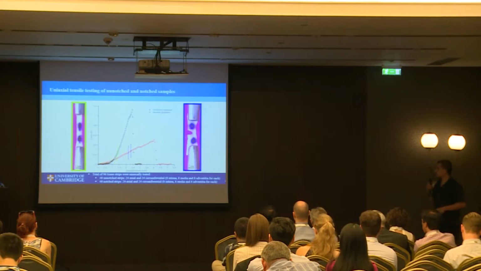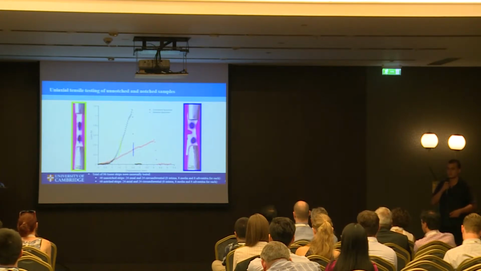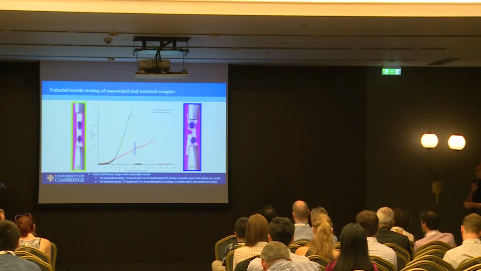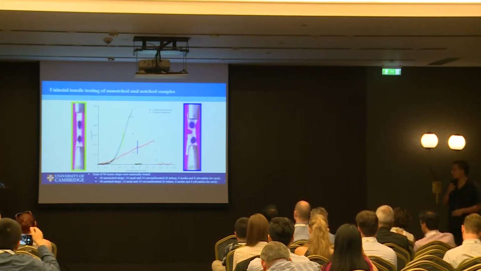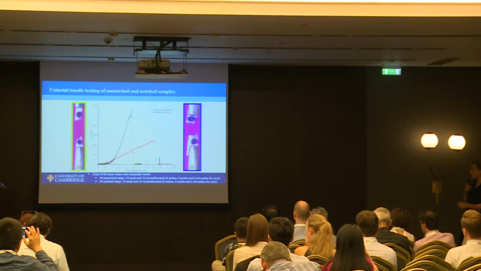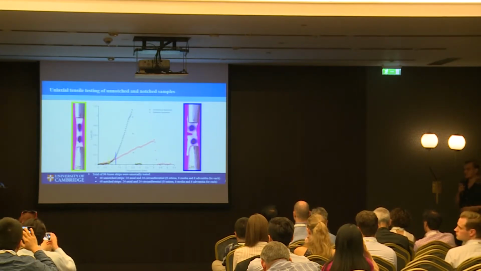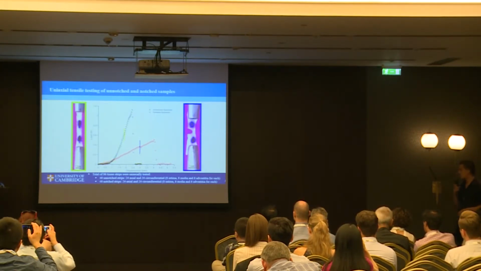We did uniaxial tensile tests on these arterial tissue strips, and we did both unnotched tests to study the conventional mechanical property, and we also did a notch test. We used a surgical scissor to put a notch at the side of the arterial tissue strips before testing, and this allowed us to see how the arterial tissue would behave in the presence of a structural defect.